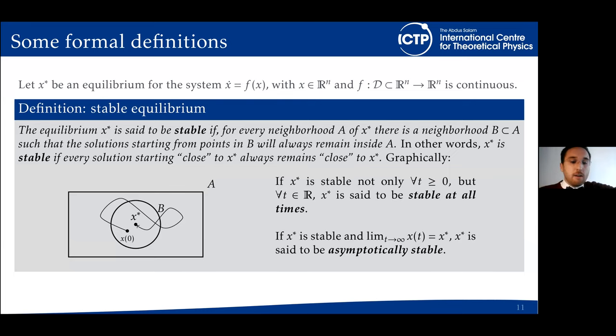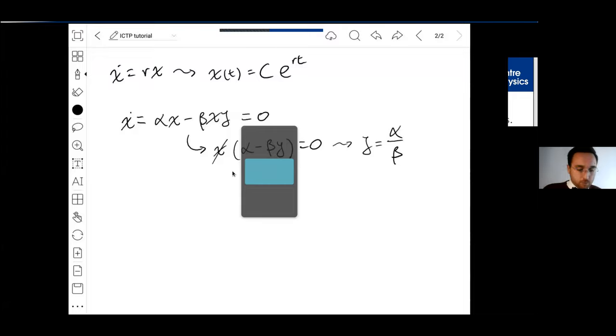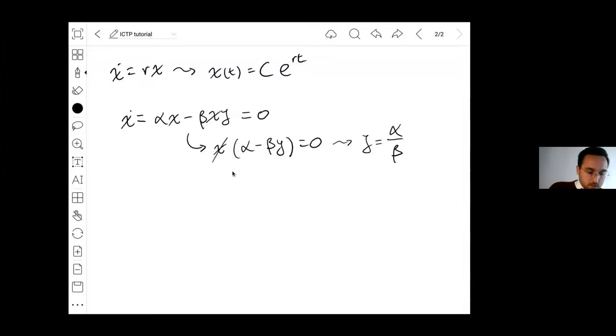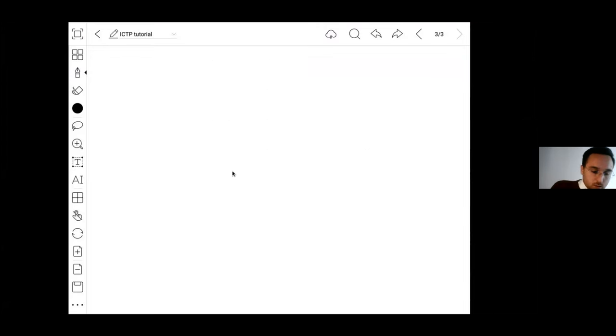But for example, if we have an oscillating system, I will show you the Lotka-Volterra system, or for example, a pendulum. So assume this.